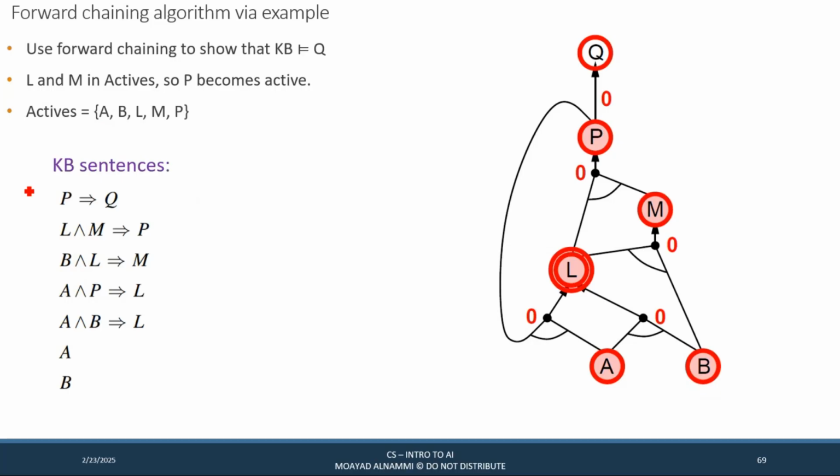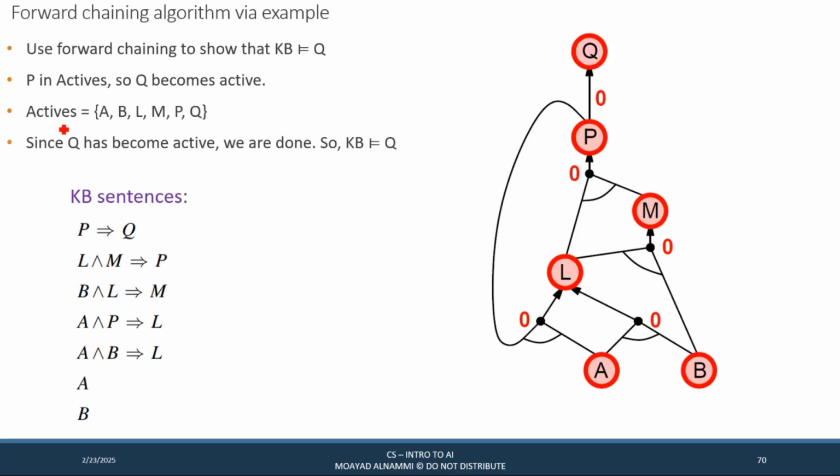So on, I keep going. Now because L and M are active, I can now activate this Horn clause, and so P becomes active. And then finally, when I scan this one, I find that P is active and now Q is active. I activate Q. Since Q has become active, I have found a direct proof using forward chaining that KB entails Q. And so the answer is yes, Q is true. Okay. And that is how you use forward chaining with a Horn clause KB.